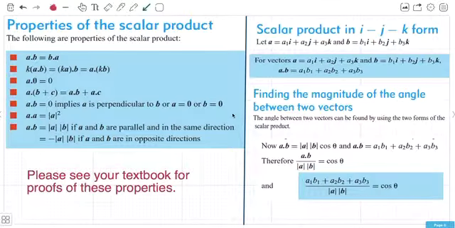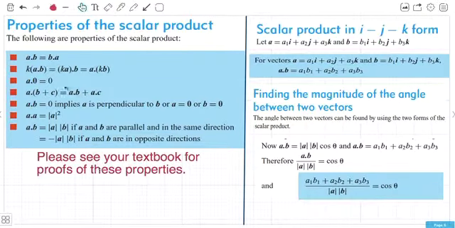Next example wants us to look a little bit more closely at the dot product and actually find what the dot product is. Now we've got a few key points that have been taken out of your textbook here about the dot product. The first one tells you that the dot product is what we call commutative, which means that the order doesn't matter. So that means that you can do A dot B is the same as B dot A.